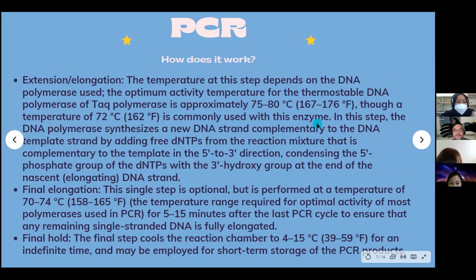The next step is final elongation. This single step is optional, but is performed at a temperature of 70 to 74 Celsius for 5 to 15 minutes after the last PCR cycle to ensure that any remaining single-strand DNA is fully extended.